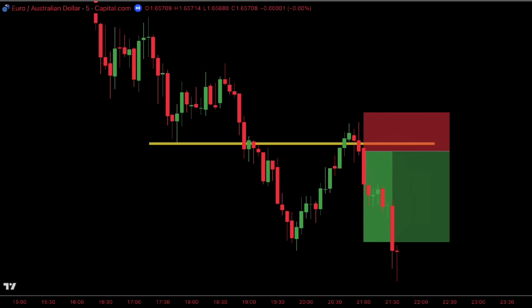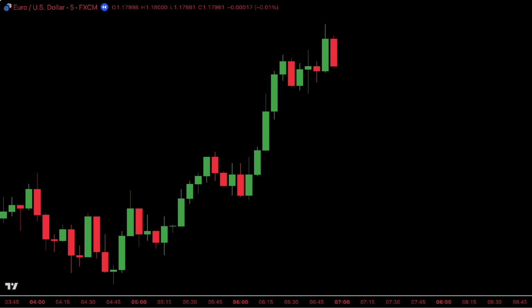You identify the trend, wait for price to reach a key level, and then enter only when you get a clear signal. This approach allows you to trade with the market, not against it, and helps you avoid low probability setups. Now let's move to another example.